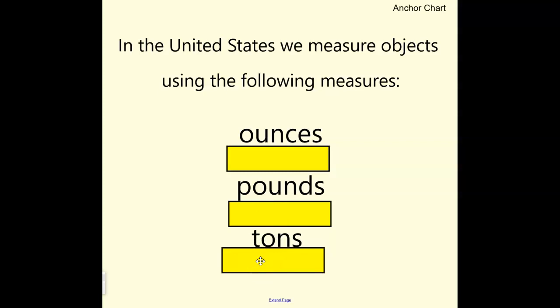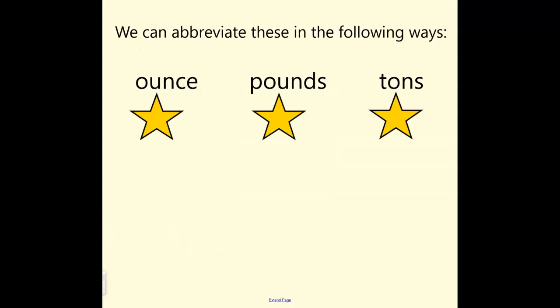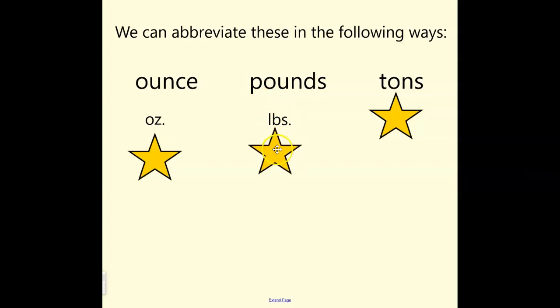If you want to write this down, we're going to have this piece of information and a conversion chart, anchor chart as well. So you might want to write this. So the United States uses ounces, pounds, and tons. Instead of constantly writing out the word ounces, you can abbreviate it, meaning you can write it shorter by using OZ period. So ounce can be abbreviated as OZ period. Pounds is abbreviated LBS.